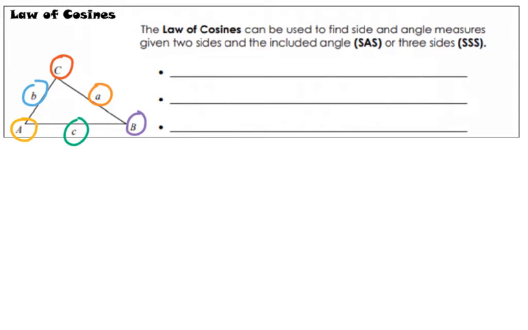The Law of Cosines can be used to find side and angle measures given two sides and the included angle, or three sides. That's the stuff from Math 2: SAS, side-angle-side, and SSS, side-side-side. So I'm going to write out the Law of Cosines. It'll look like there are three different laws, but it's not really. It's just if you're trying to find three different side lengths.